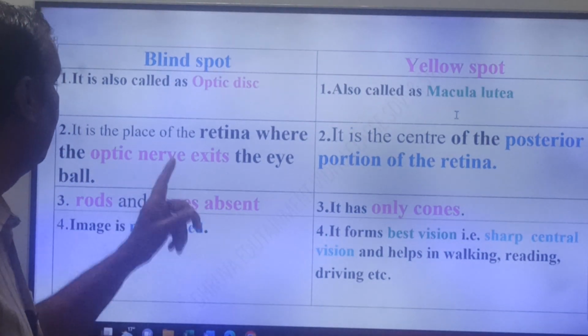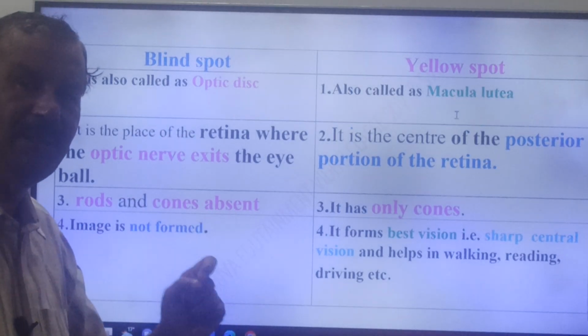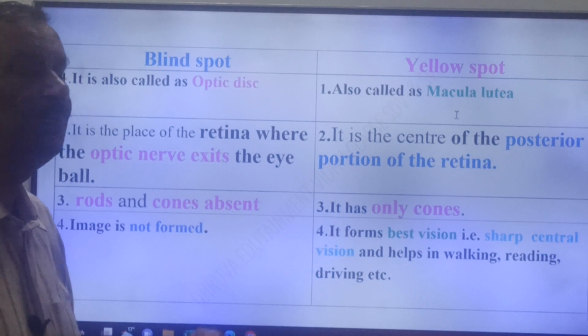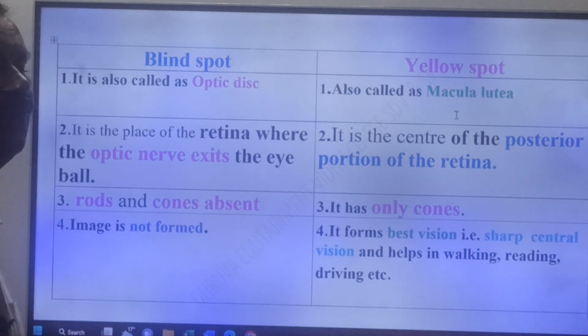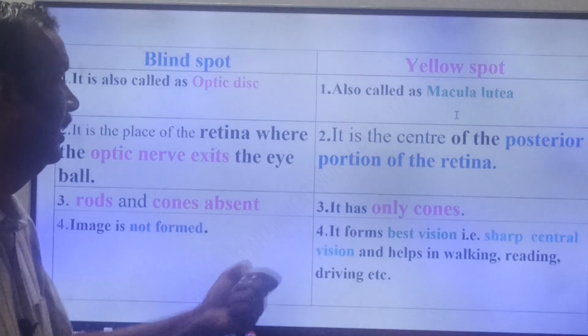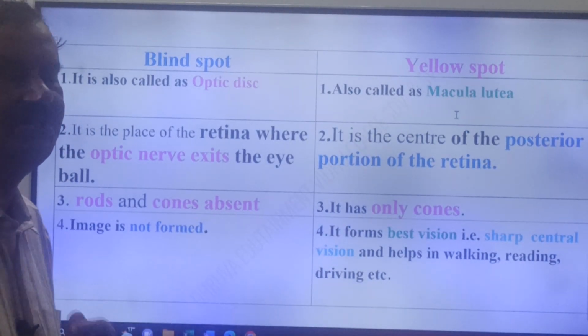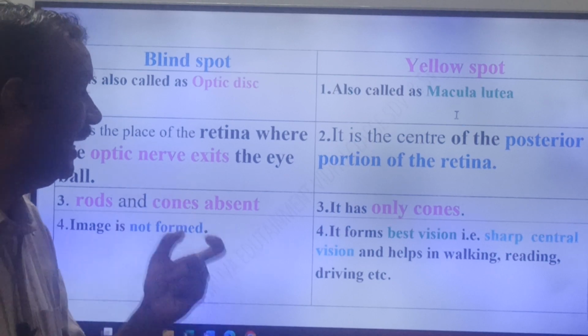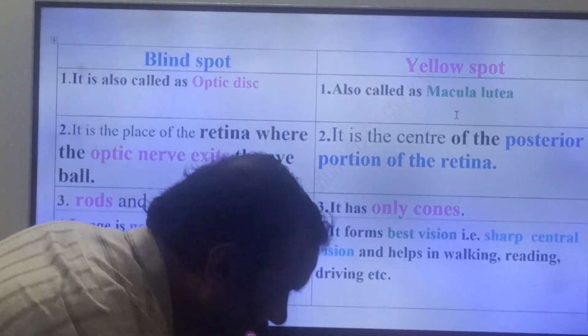This is important, friends. Blind spot has no rods and cones. Rods and cones absent in blind spot. Yellow spot has only cones. See friends, image is not formed in blind spot. Yellow spot forms best vision. What is that vision, friends? Sharp central vision. The sharp central vision helps in walking, reading and driving, friends. Okay.